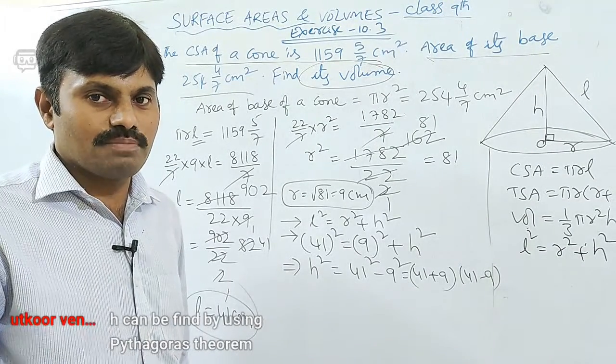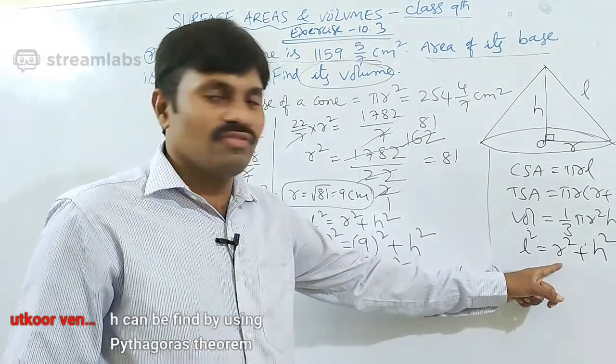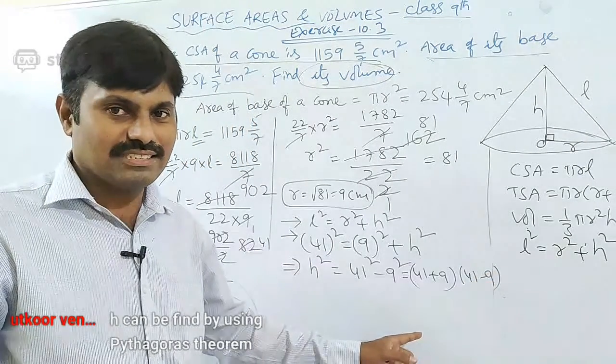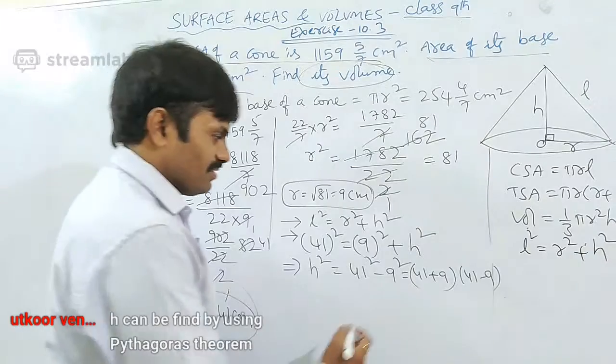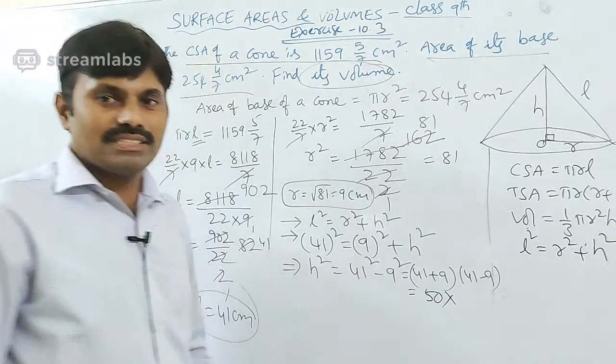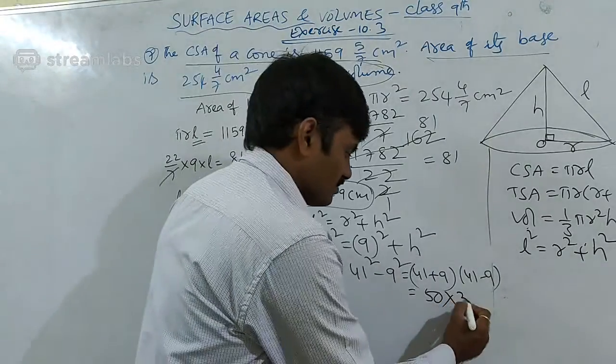h can be found by using the Pythagoras theorem, the relation we already found, so I am using this relation to find the value of h. Okay, clear. Now 50 into 41 minus 9, how much? 32. Yes, 32.